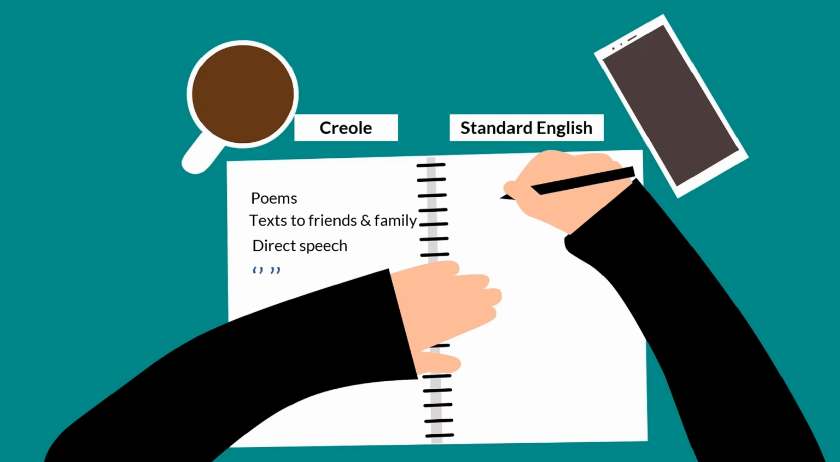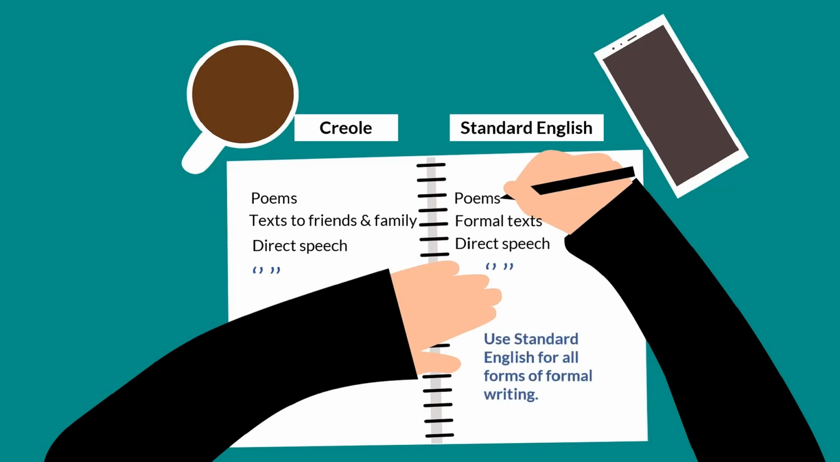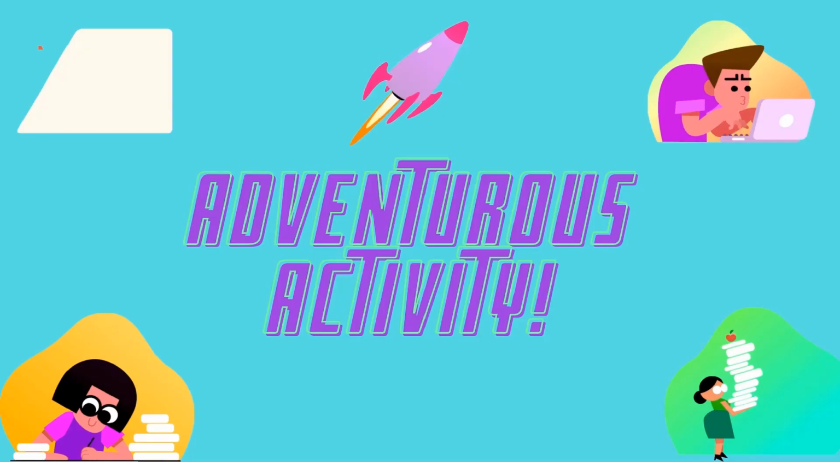You can use Standard English also in your poems, but for formal text, for example, to a teacher or an employer, use Standard English. It's considered more polite to do so. You can also use Standard English in direct speech in your stories. Again, remember to use quotation marks. All in all, remember to use Standard English for all forms of formal writing.